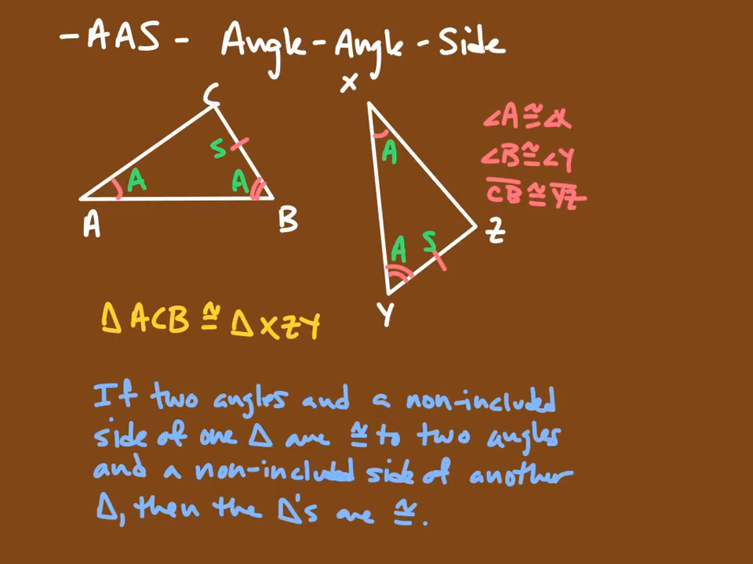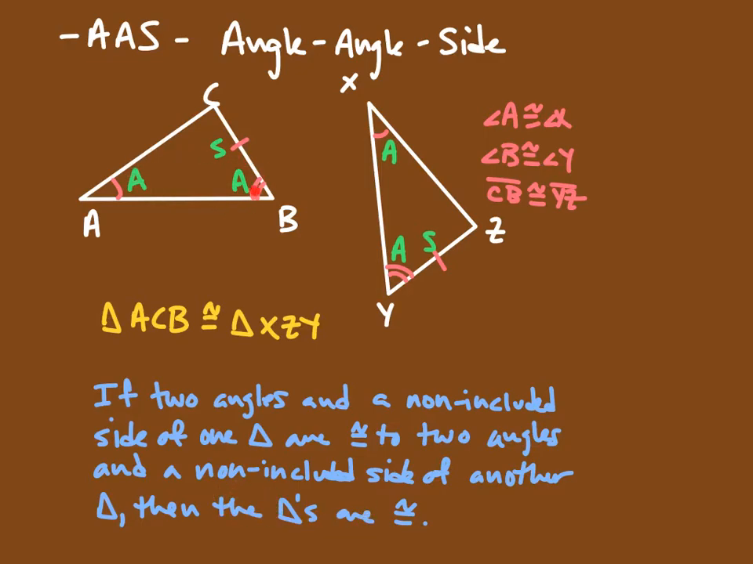Now let's write out a definition for angle, angle, side. By definition, this states that if two angles and a non-included side of one triangle, so two angles and a not included side, so this side is not in between these two angles, are congruent to two angles and a non-included side of a second triangle, then these triangles are congruent.